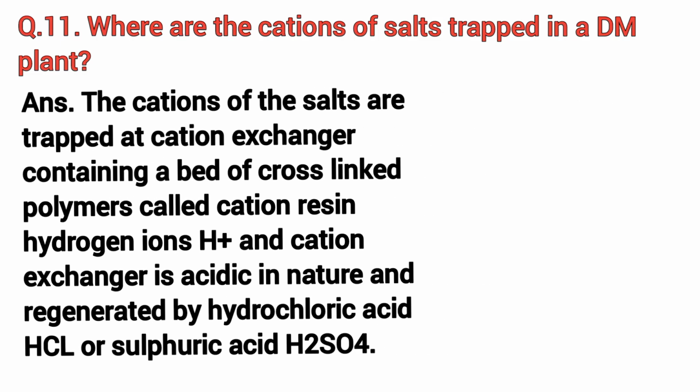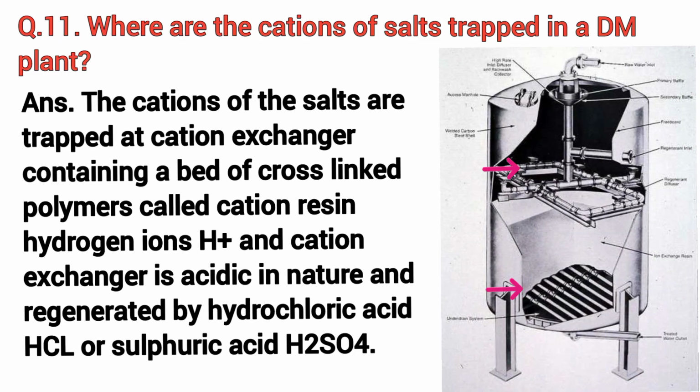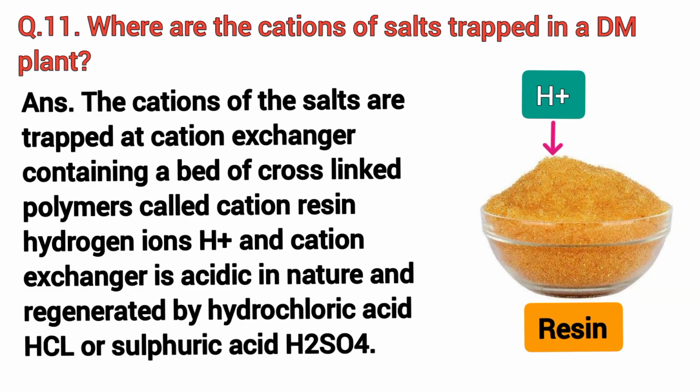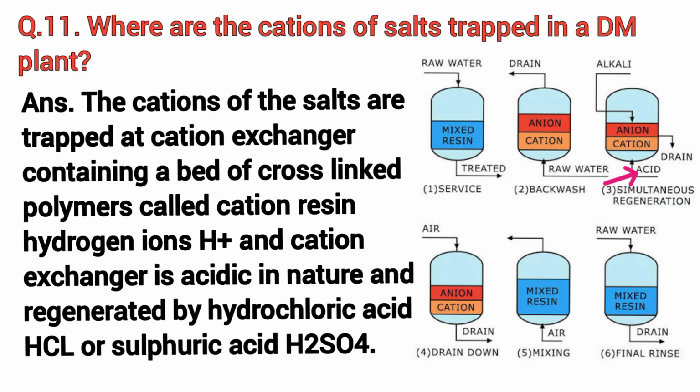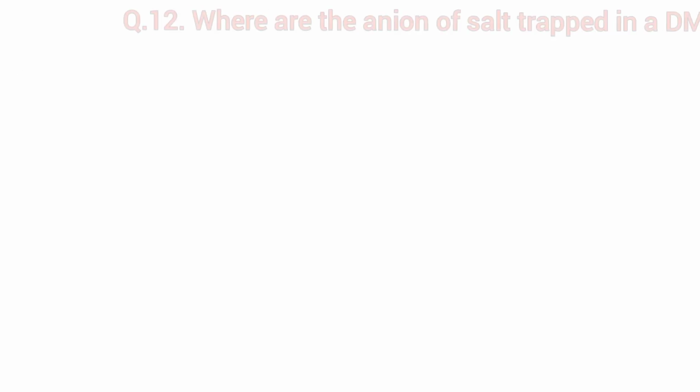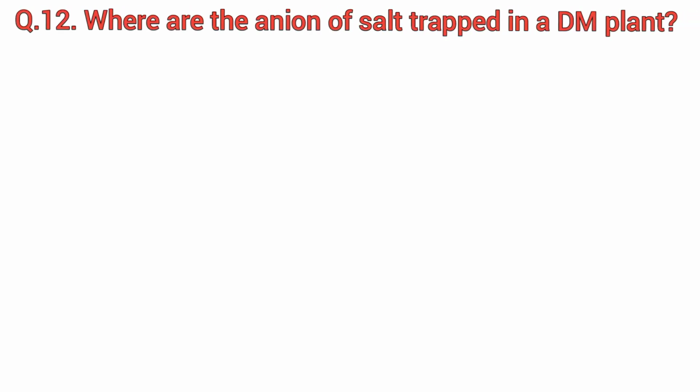The cations of the salts are trapped at the cation exchanger containing a bed of cross-linked polymers called cation resin. Hydrogen ions, H⁺, and the cation exchanger is acidic in nature and regenerated by hydrochloric acid, HCl, or sulfuric acid, H2SO4. Where are the anions of salt trapped in a DM plant?